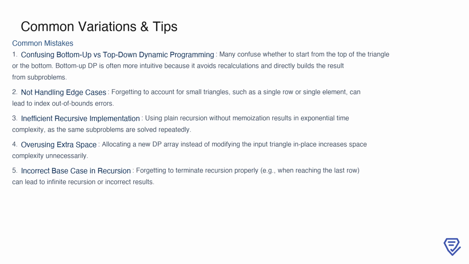Additionally, using plain recursion without memoization is highly inefficient since it leads to exponential time complexity due to repeated calculations of the same subproblems. Overusing extra space is another pitfall. Instead of creating a separate DP array, modifying the triangle in place is more space efficient. Finally, incorrect base cases in recursion, such as failing to terminate when reaching the last row, can result in infinite loops or incorrect answers. These mistakes are easy to overlook but critical to avoid for a correct and efficient solution.